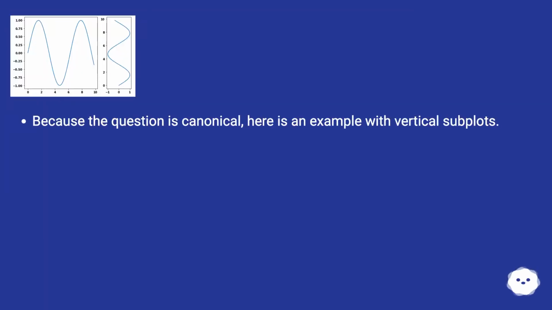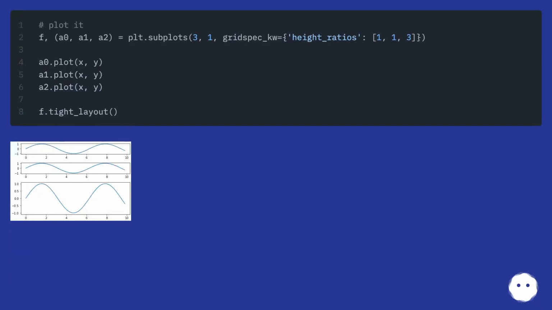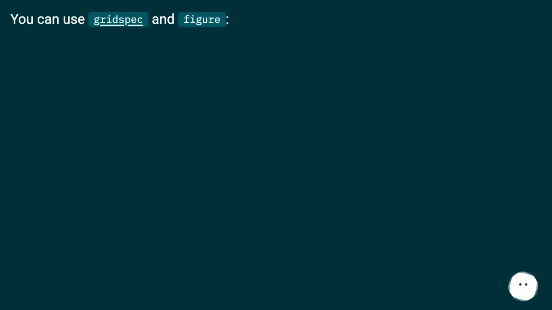Because the question is canonical, here is an example with vertical subplots. You can use gridspec and figure.